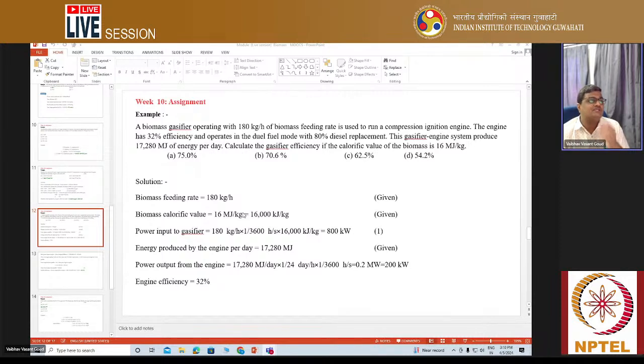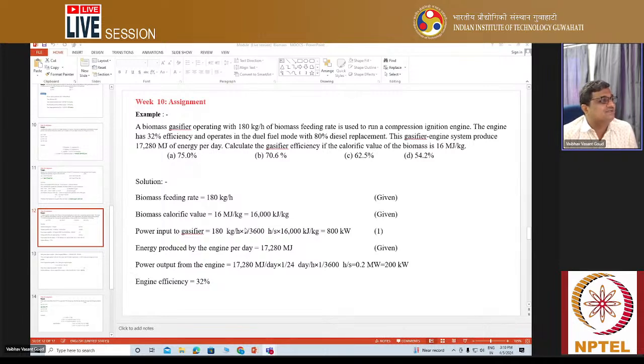Now if you see here, the given quantities are: the biomass feeding rate is around 180 kg per hour, the biomass calorific value is 16 megajoule per kg, and we need to calculate the power input to the gasifier. If you remember the assignment part, there I briefly described these terms, that is, power input to the gasifier and power output from the gasifier.